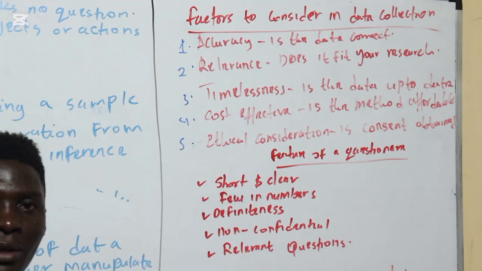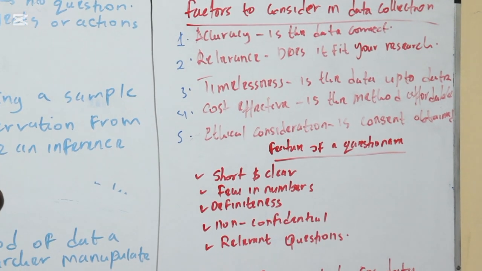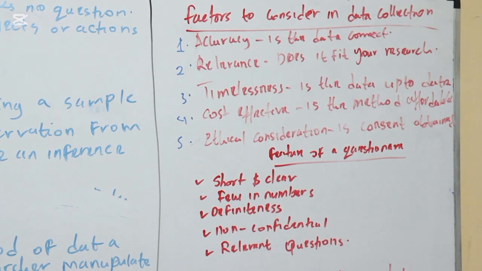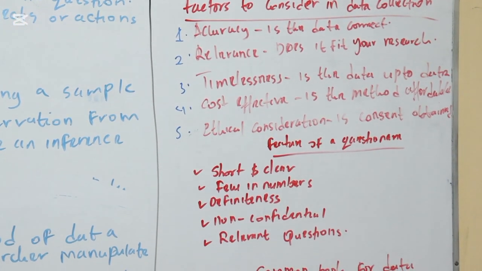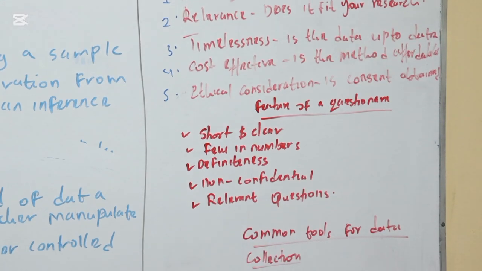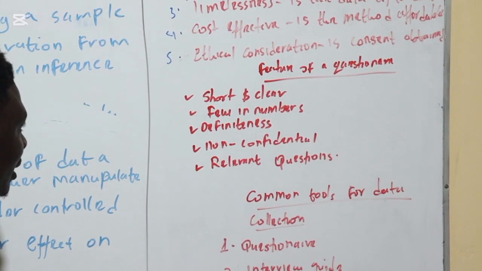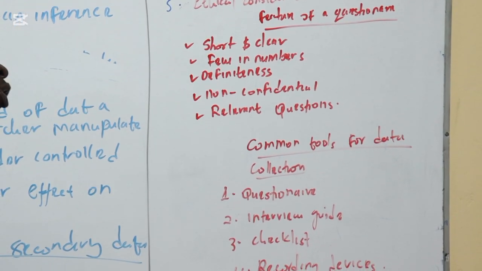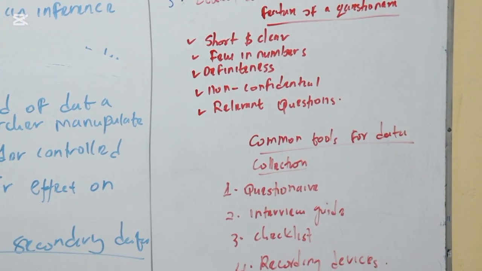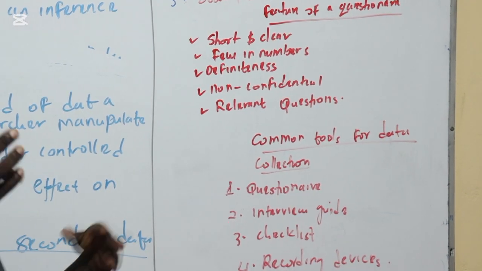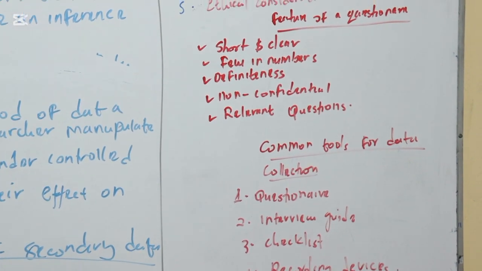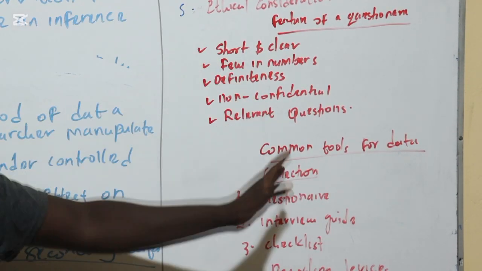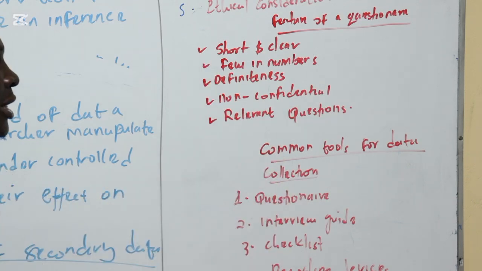Then second last, features of a questionnaire. Number one, short and clear. A questionnaire should not have long and ambiguous questions. It should be direct, short and clear. Few in number. When preparing a questionnaire, don't have so many questions. Just have 3, 4, or 5 questions. Definite, should not be long, should be precise. Non-confidential. It can be open-ended or close-ended. It's non-confidential because it will be served to many people and many respondents. Then the questions must be relevant. So the questionnaire: short and clear, few in number, definiteness, non-confidential and relevant questions.